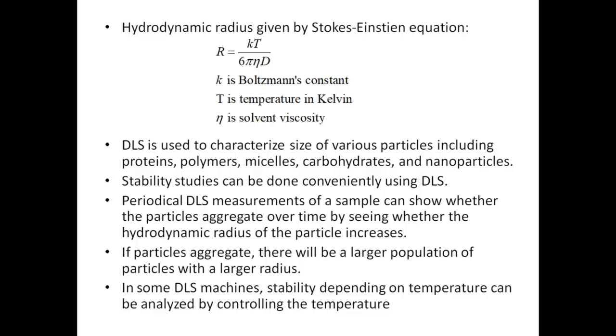K is the Boltzmann constant. T is the temperature in Kelvin, and pi, of course, you all know. Eta is the solvent viscosity. D over here is something which you don't know. Okay, so that means if we have to calculate the hydrodynamic radius, I need to calculate D first.